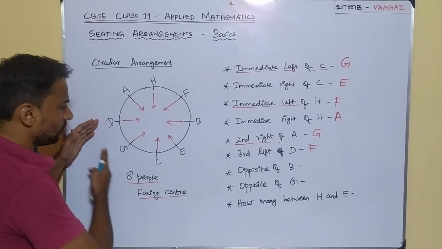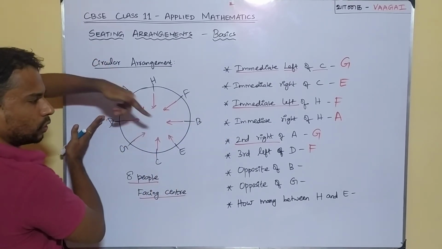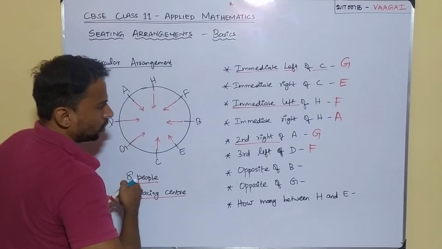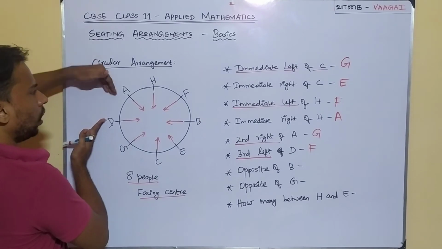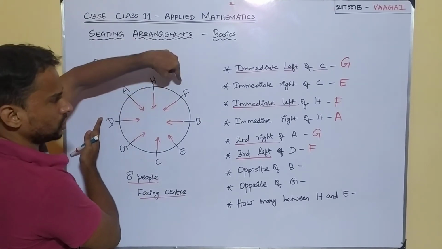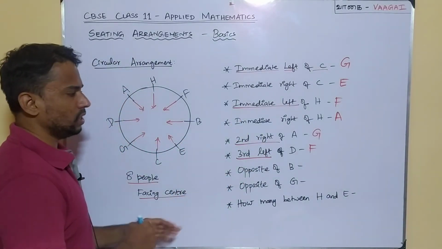So D's right hand side will be like this, but D's left hand side we want, D's left hand side will be like this. That too they are asking third left. Okay, be careful with the words. Third left they are asking. So D's third left means 1, 2, 3. Left hand side third position. It is going to be occupied by the person F. So F is going to be the answer for this question.